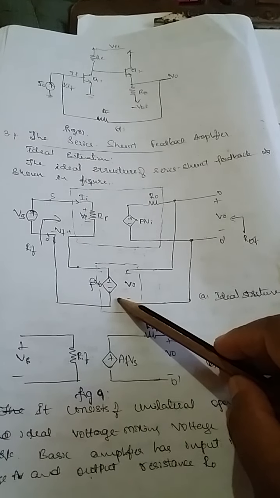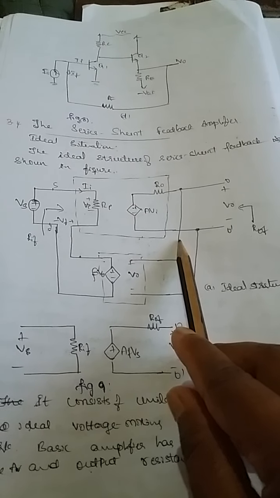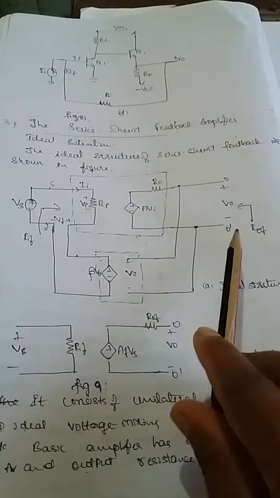It is a series shunt connection. Series means at the input side there is a series connection, that means the feedback parameter is the feedback voltage Vf. At the output side there is a shunt connection, that means voltage is sampled. Voltage sampling and voltage mixing, so that's why it is called a series shunt feedback amplifier. The input voltage is Vs and the final output voltage is V0.